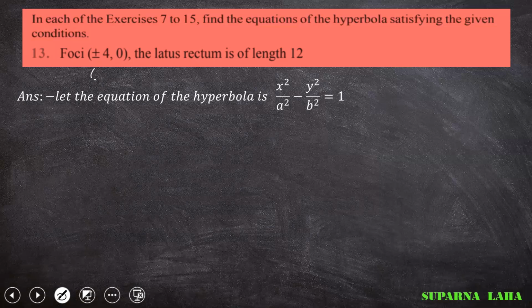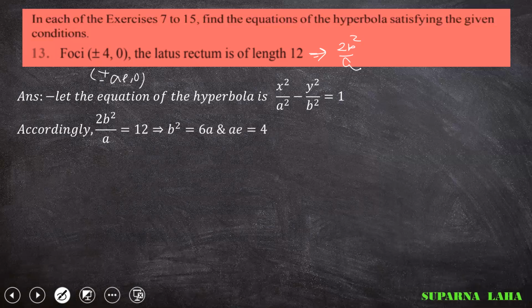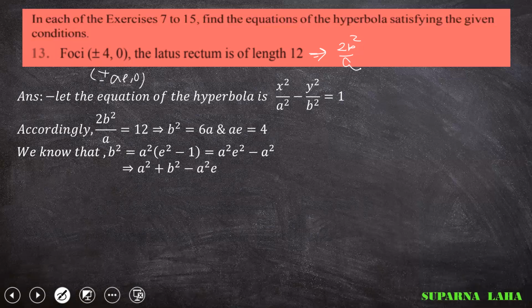Now what is given to you? (±ae, 0), that is the value of ae is given, and the length of the latus rectum is 2b²/a. So 2b²/a is given 12. So b² we can write 6a, and ae is given 4. So using the same formula, b² is equal to a²e² − a², we can write down that a² + b² − a²e² = 0. Okay. So a² + 6a − 16 = 0.